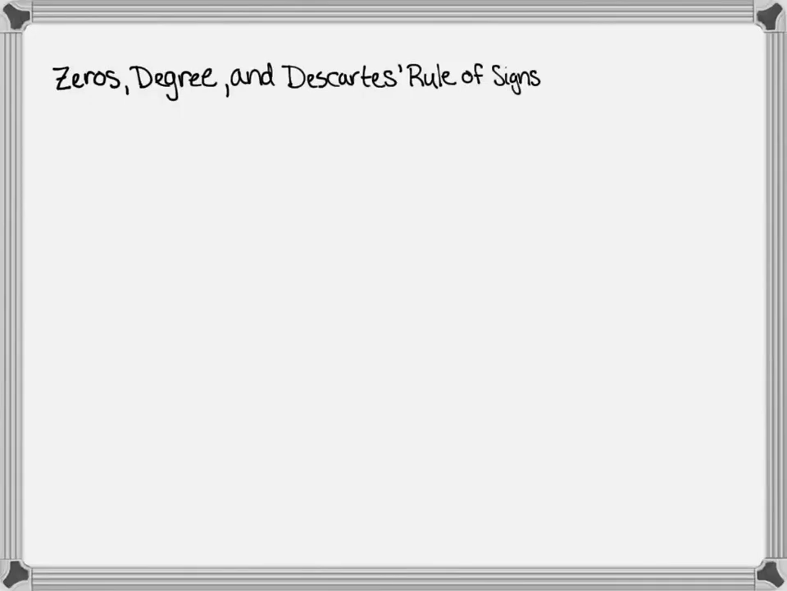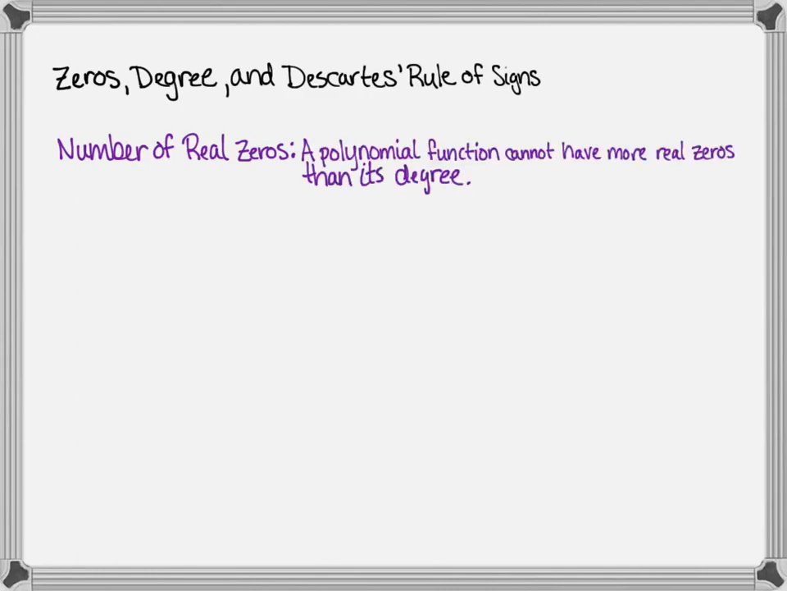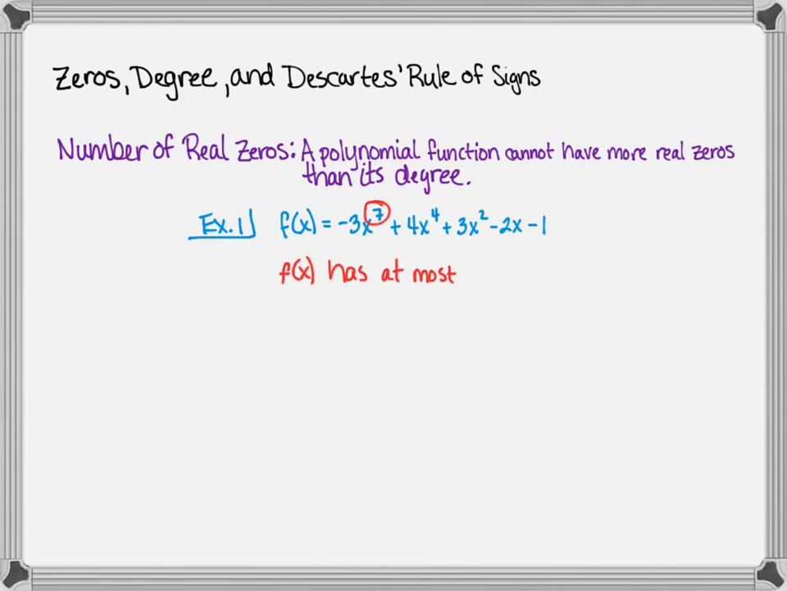Zeros, degree, and Descartes' rule of signs. So there's a theorem about the number of real zeros of a polynomial function. A polynomial function cannot have more real zeros than its degree. So for example, if we have the polynomial function f of x equals negative 3x to the 7th plus 4x to the 4th plus 3x squared minus 2x minus 1, the degree of this polynomial function is 7. So f of x has at most 7 real zeros.